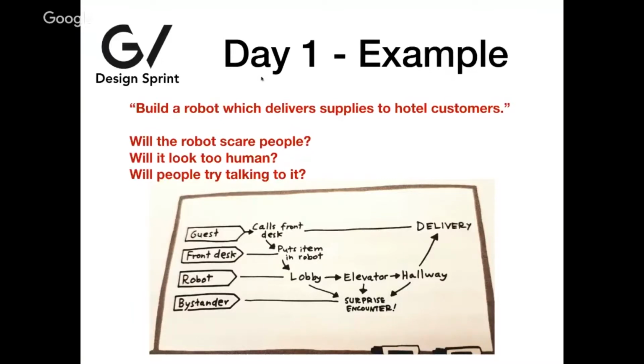Actually, this is an example which just says that you don't have to use it only for development projects or software development projects. You can use it absolutely for anything. It was an example of a startup that would build a robot in a hotel: you would call the reception, order the toothbrush, and a robot would deliver it to you. So this was the idea.